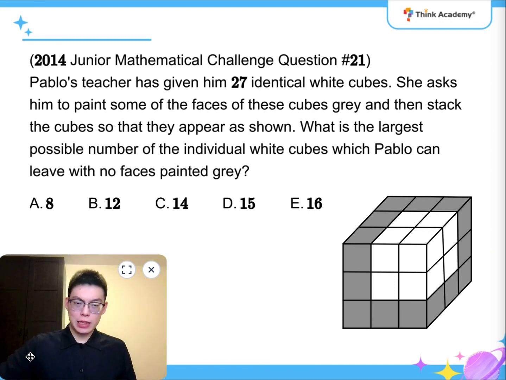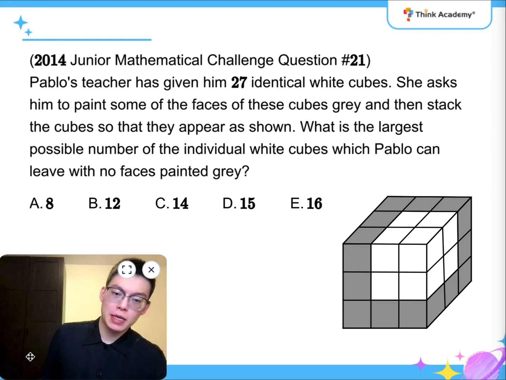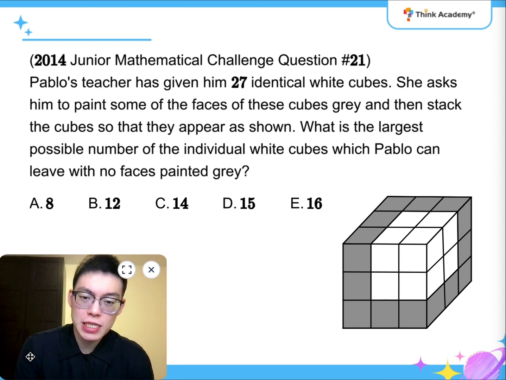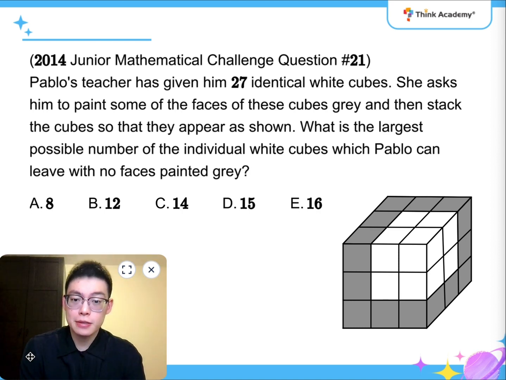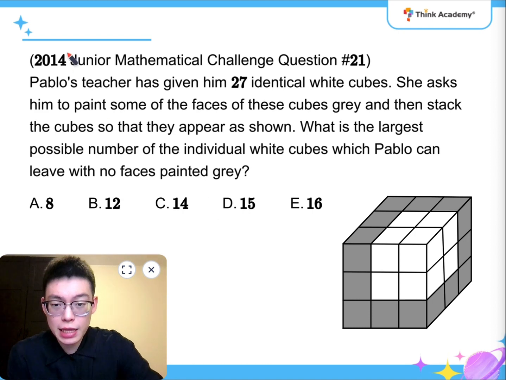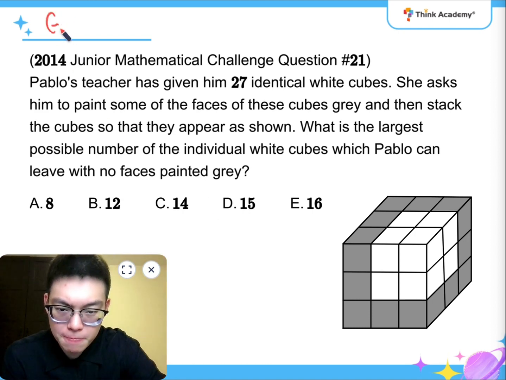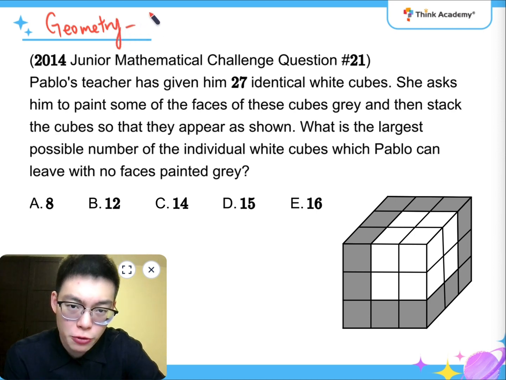So this one looks pretty complicated, but actually it is simpler than you think. So I would say that this is a geometry question on splitting and regrouping.